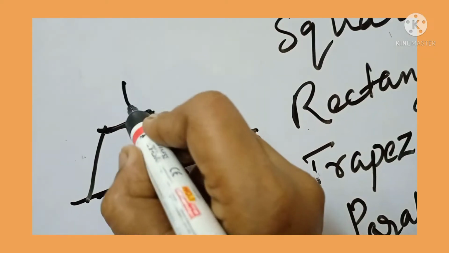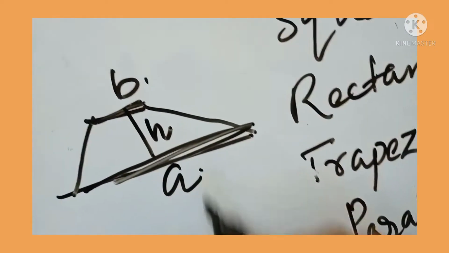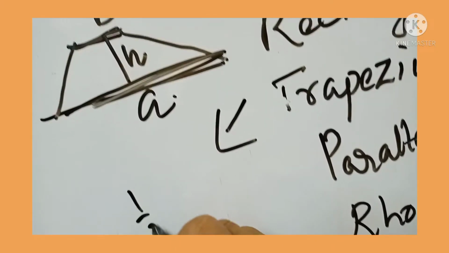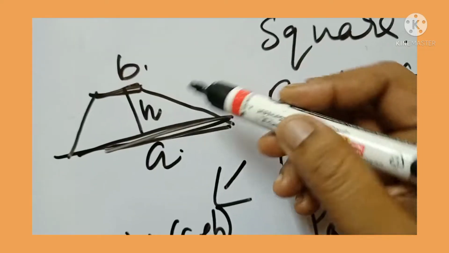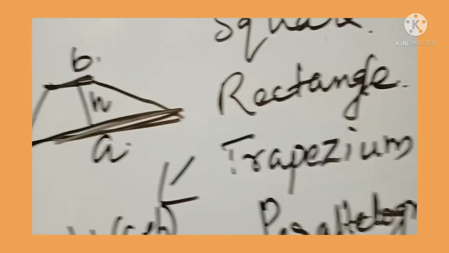Let it be A and B, and the distance between these two will be equal since A and B are parallel sides. Then how can we find out the area? That is half h into A plus B. So what is h? H is the distance between the parallel sides. A and B are parallel lines.